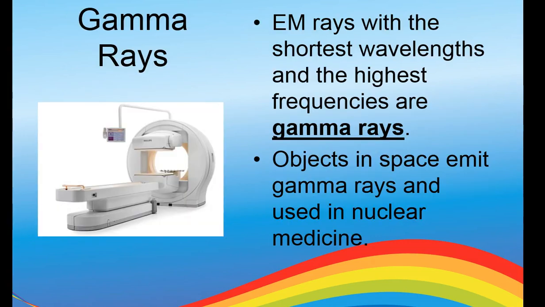All right, last but not least on the electromagnetic spectrum is gamma rays. These have the most energy, so they have the shortest wavelength and the highest frequency. Really, on Earth, we artificially manufacture or use gamma rays. We use it in nuclear medicine.